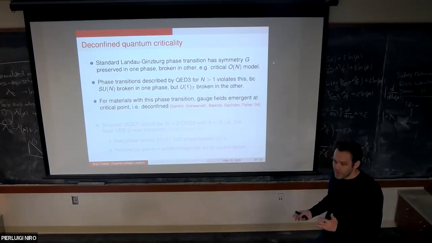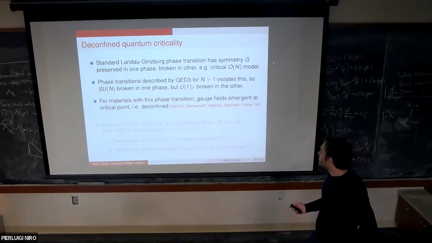The deconfined term, I think, corresponds to the fact that you have a gauge theory at the phase transition. Particularly, these gauge fields are emergent at the critical point. And this was first proposed back in the early 2000s by these authors, who were all at KITP this past week.